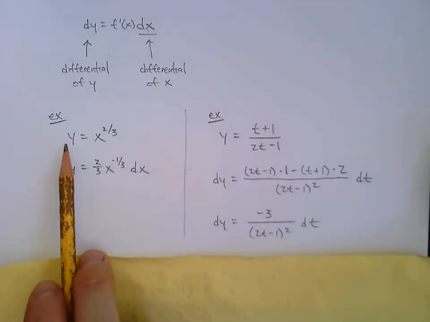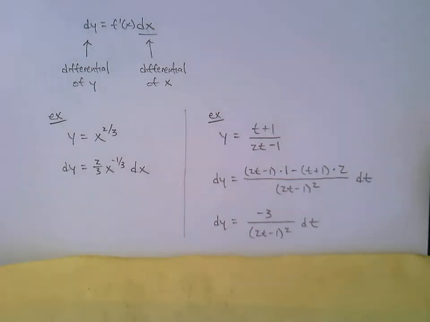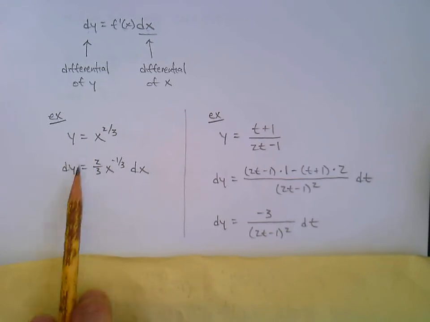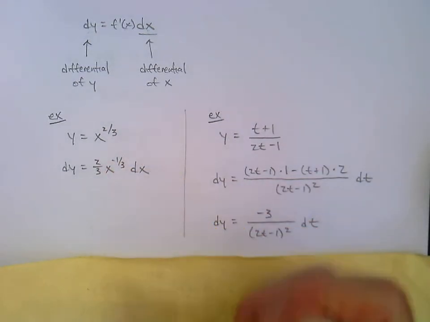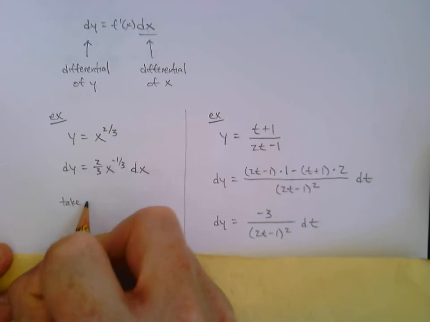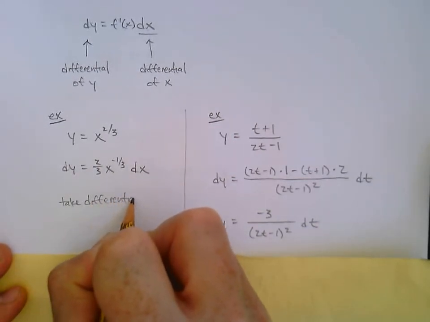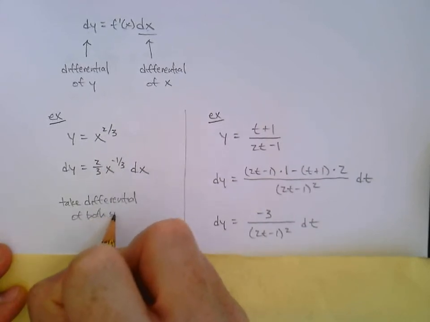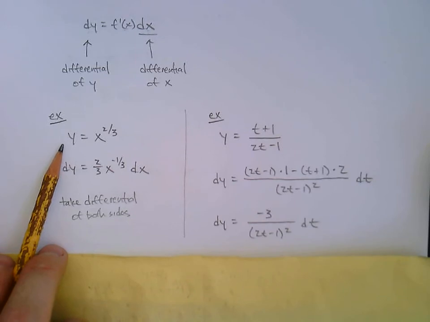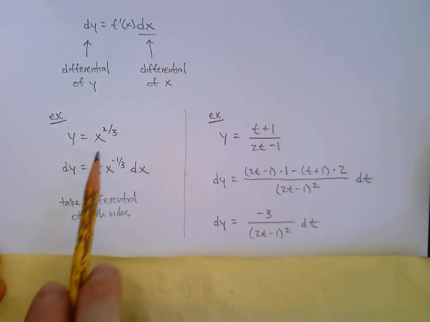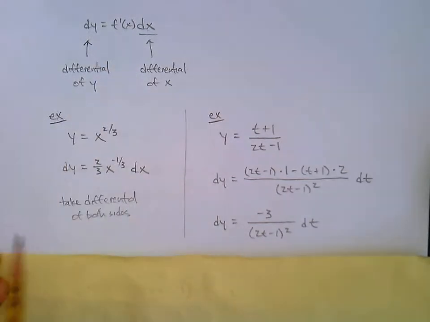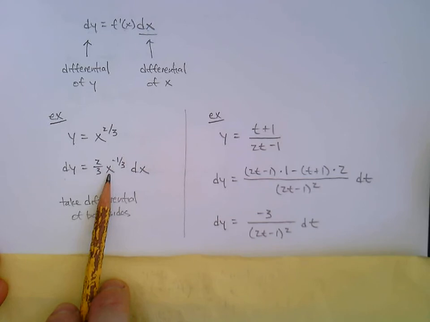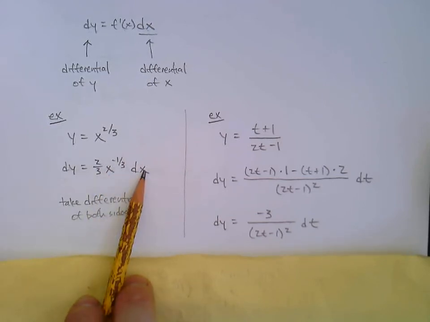Let's say we were told y equals x to the 2/3, and we wanted to know the relationship between the differentials. Well, what we're going to do is not take the derivative of both sides. We're going to take the differential of both sides. So the differential of y is dy, simple as that. The differential over here, we follow the formula. We take the derivative as normal, 2/3 x to the negative 1/3, and then we multiply by the differential of x.